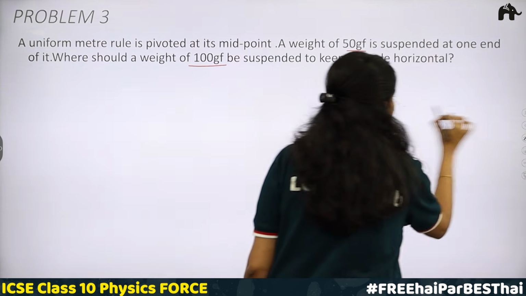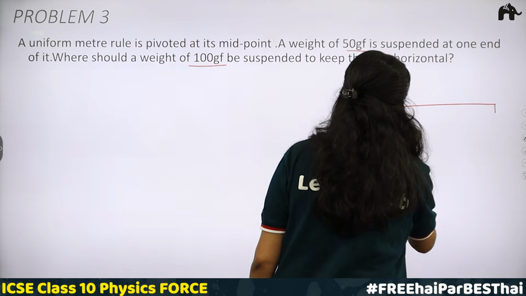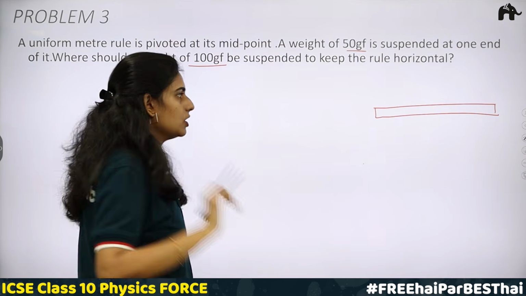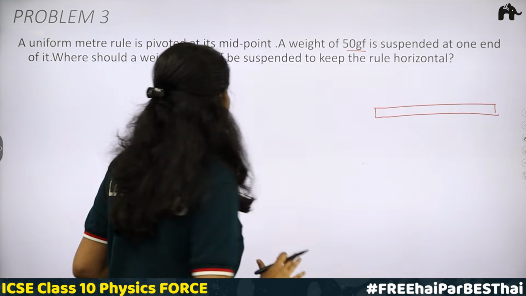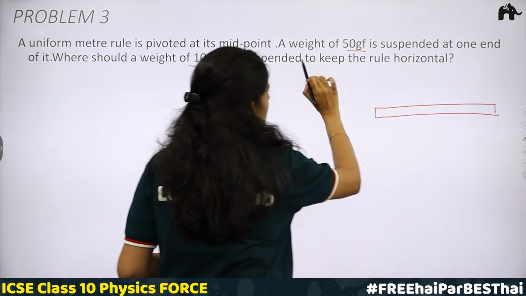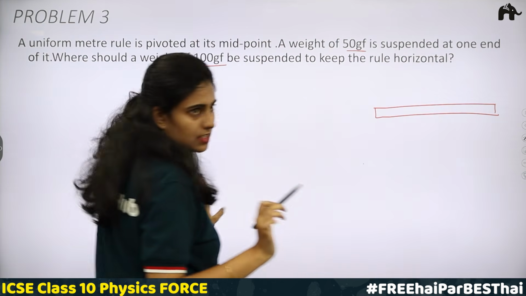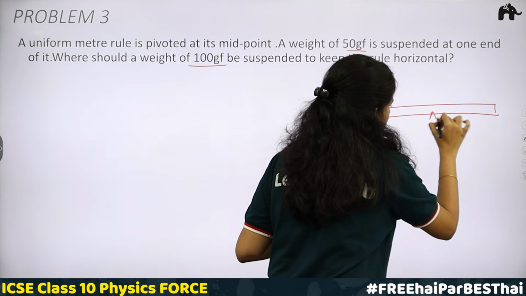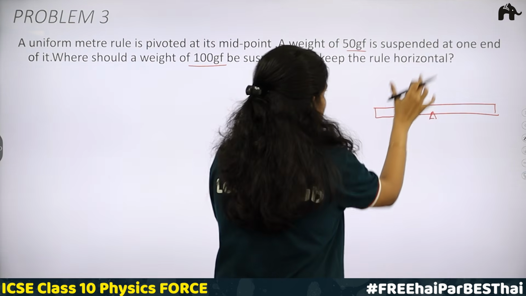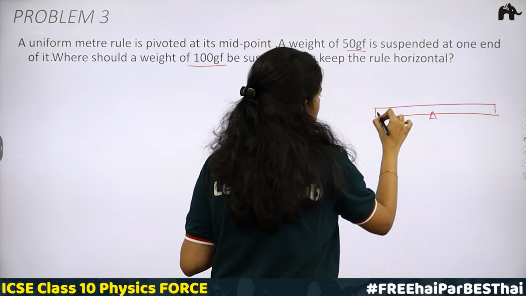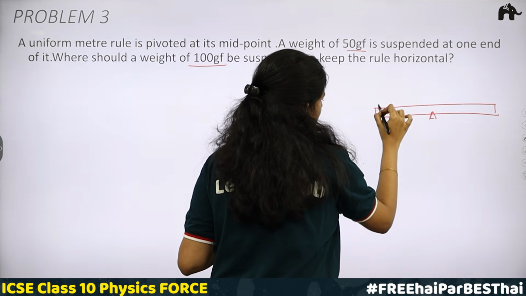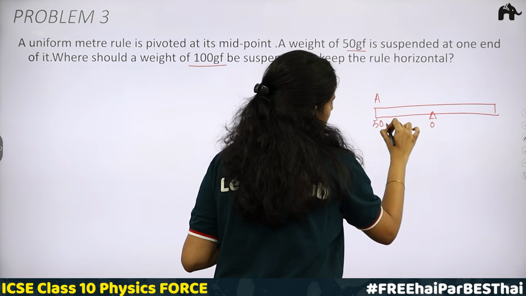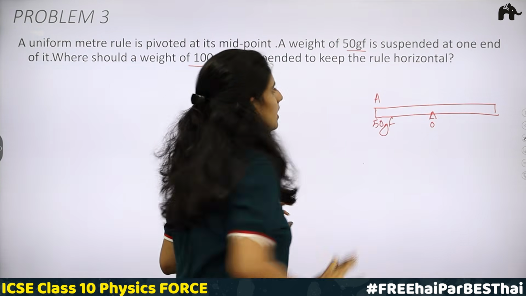Okay. You have a meter rule. The total length will be 100 centimeter. 1 meter is equal to 100 centimeter. In this meter rule, a weight of 50 GF is suspended at one end of it. Here it is pivoted at the center. At one end of it you have 50 GF. So here we have O, this point is A, 50 GF weight is suspended here.